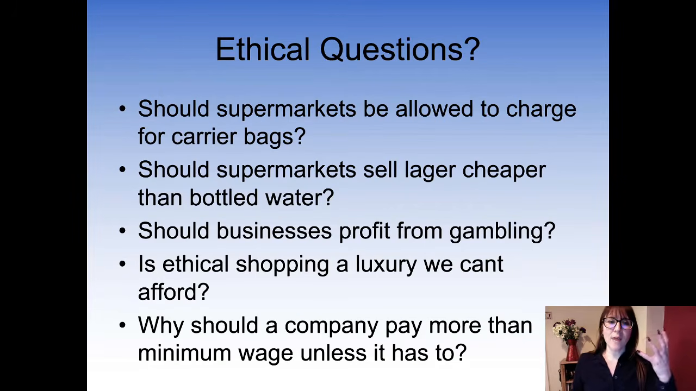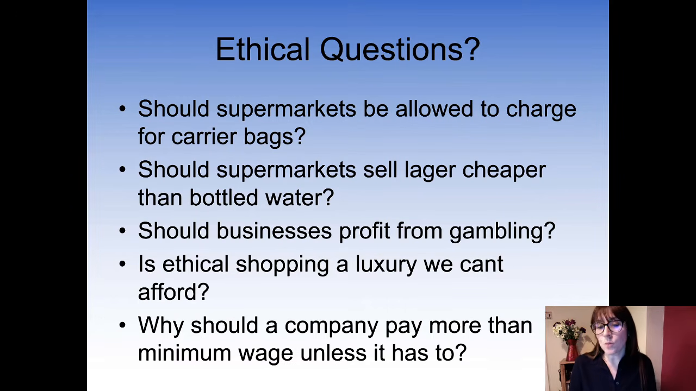We would then have a bit of a discussion about ethical questions. So we would have had a discussion about this idea: should supermarkets be allowed to charge for carrier bags? Should supermarkets sell lager cheaper than bottled water? Should businesses profit from gambling? Is ethical shopping a luxury we cannot afford? And why should a company pay more than minimum wage unless it has to?